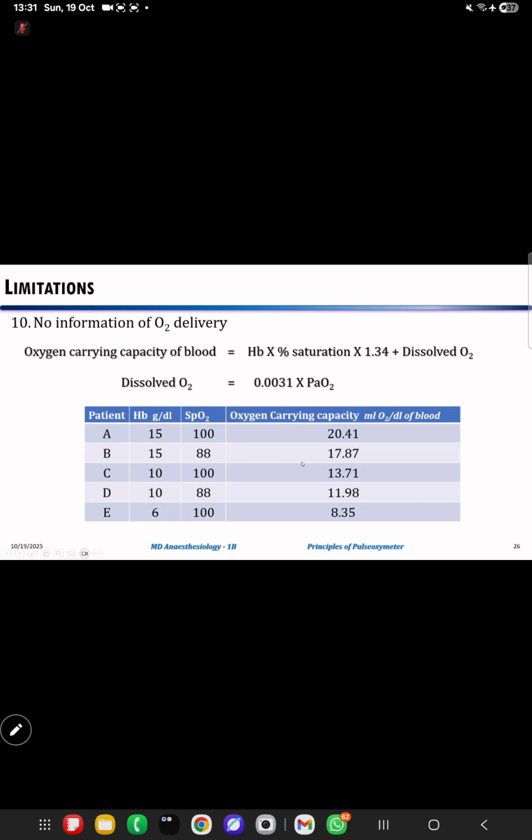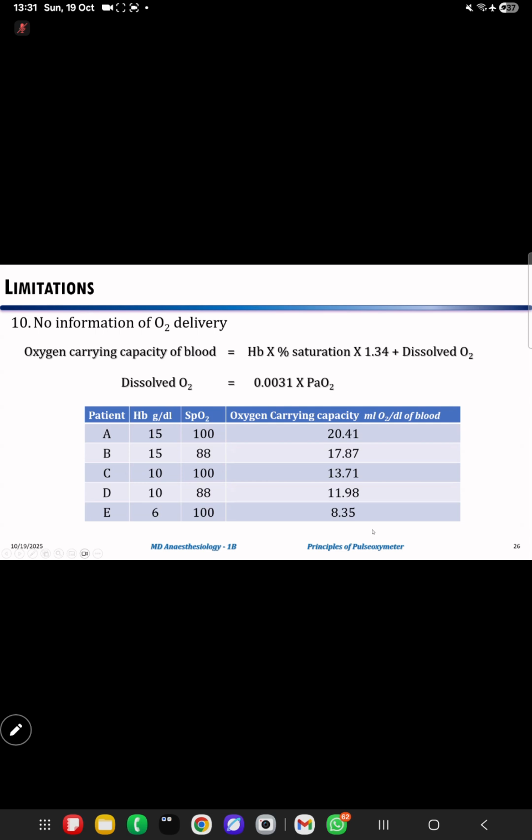But basically, oxygen delivery depends on one other parameter, which is the hemoglobin. So oxygen delivery is calculated by the following formula. The oxygen dissolved in the blood and the oxygen attached to hemoglobin are calculated separately, and depending on the hemoglobin levels and the saturation levels, you will see that it differs.